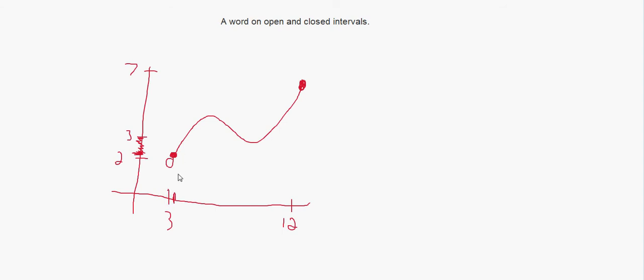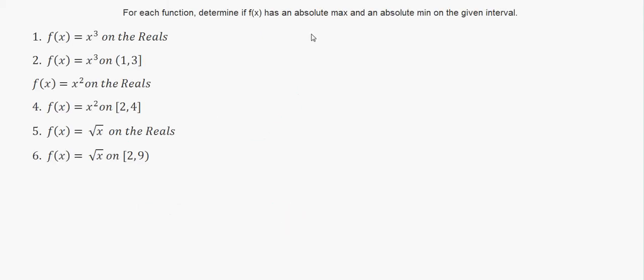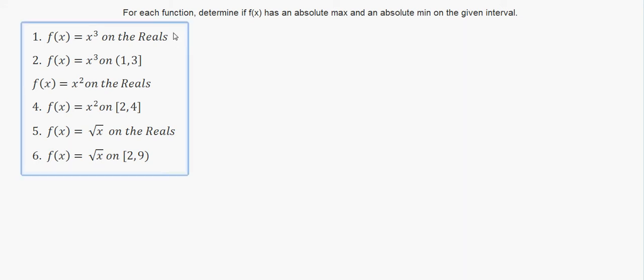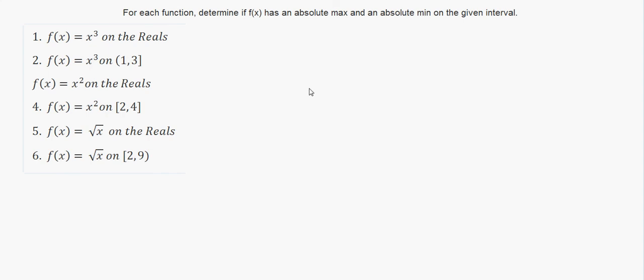All right. Let's play a little game, and it's called determine if f of x has an absolute max or an absolute min on a given interval. All right. So we'll do number 1. f of x is x cubed on the reals. For now, we're going to answer these questions by looking at the graphs.